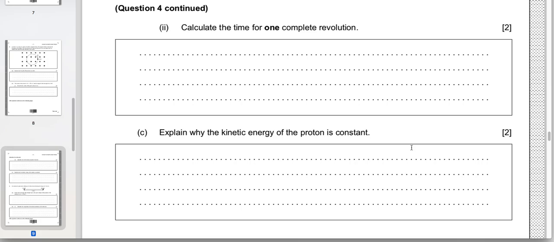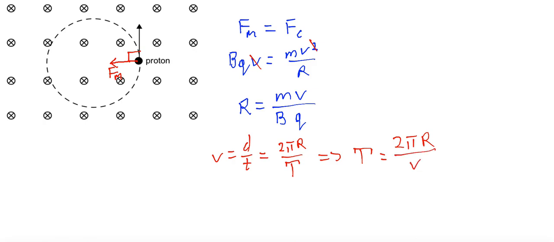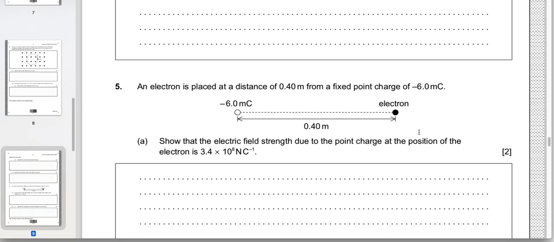Next, calculate the time for one complete revolution. We know that the speed of the proton doesn't change, so we can use that speed is distance over time. In one complete revolution, one period, the distance traveled is 2 pi r. So finally, you can calculate the time of one complete revolution by dividing 2 pi r, with the radius calculated in the previous point, by the speed, which is given directly. So this is the answer for C.